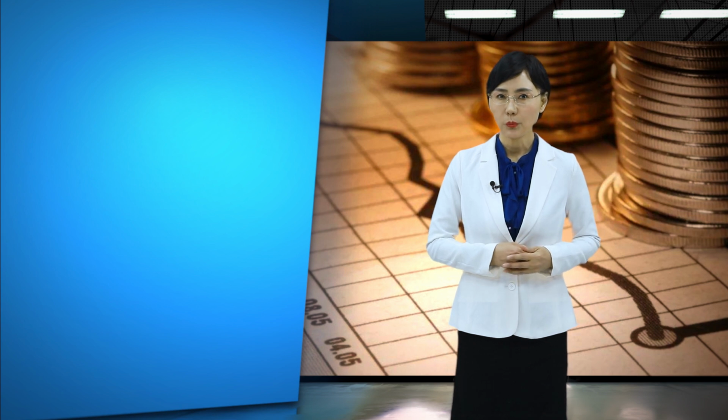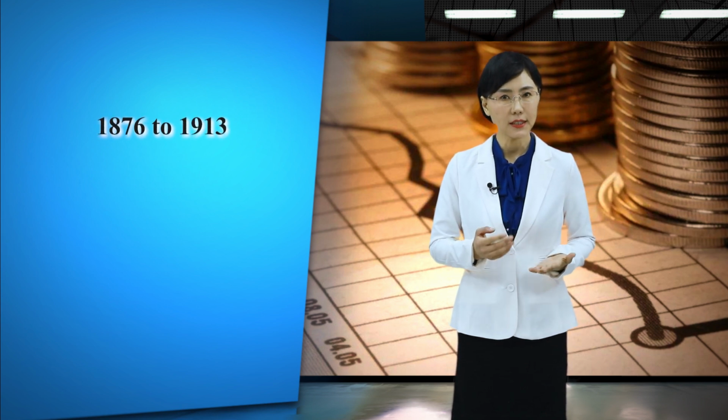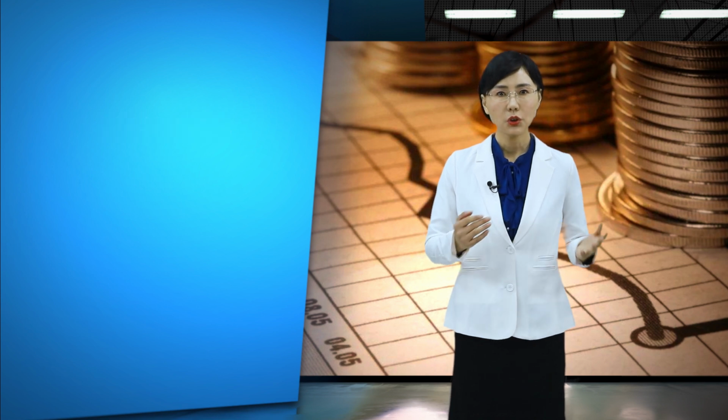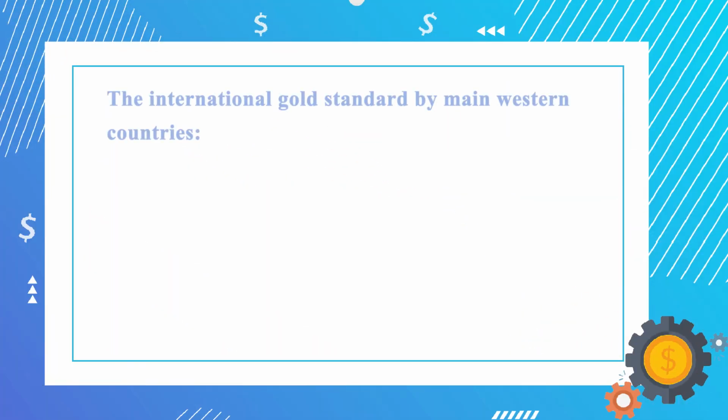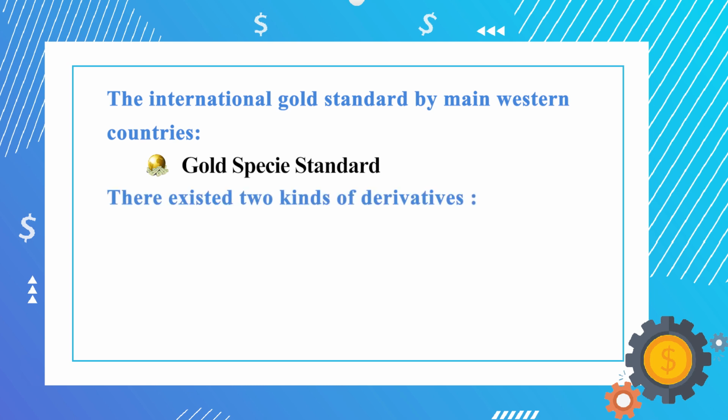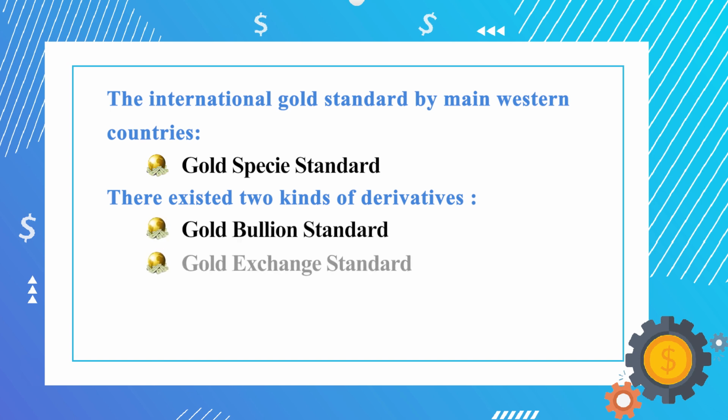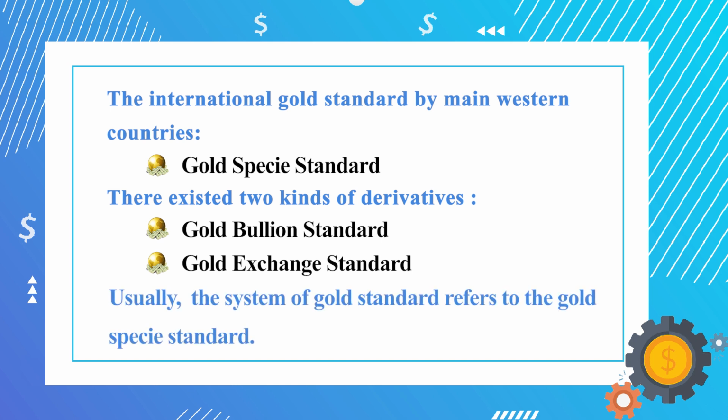Gold Standard System was conducted from 1876 to 1913. To speak exactly, the international gold standard adopted by many Western countries during this period should be called the Gold Specie Standard. There existed two kinds of derivatives of gold standard, gold bullion standard and gold exchange standard. Usually, when we talk about gold standard, we refer to the gold specie standard unless we specify them.